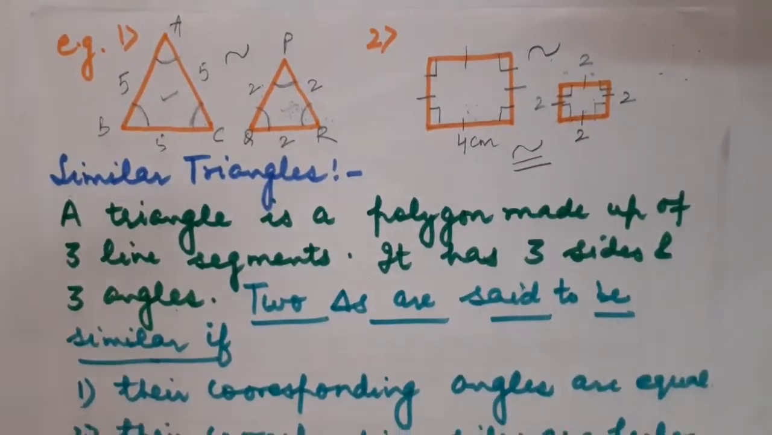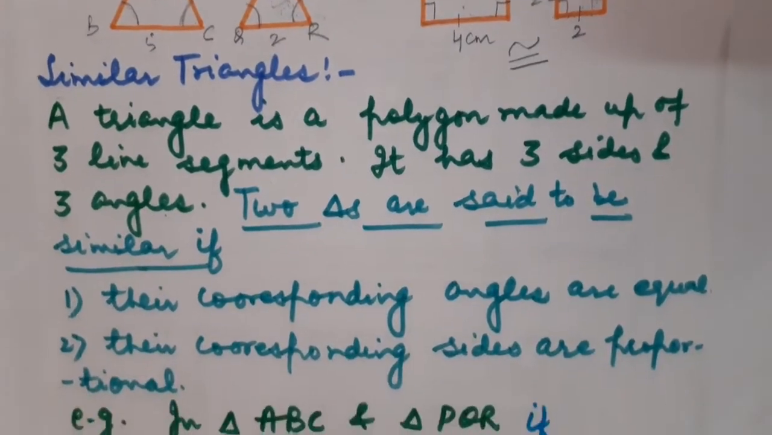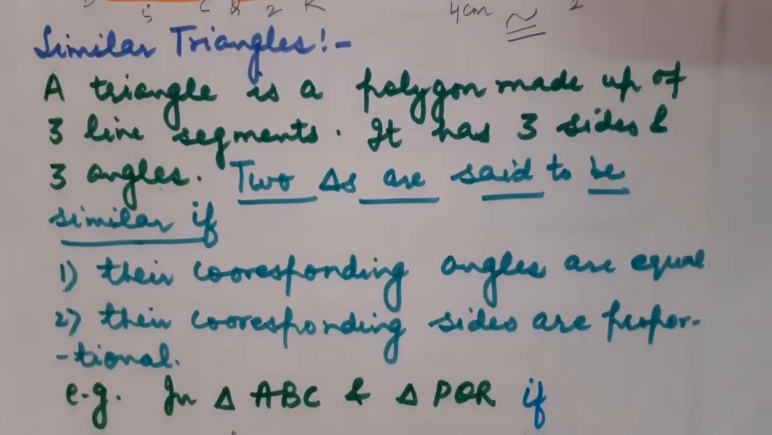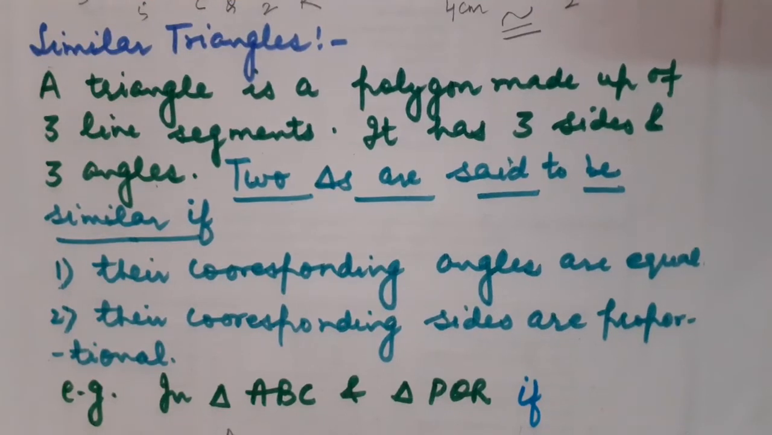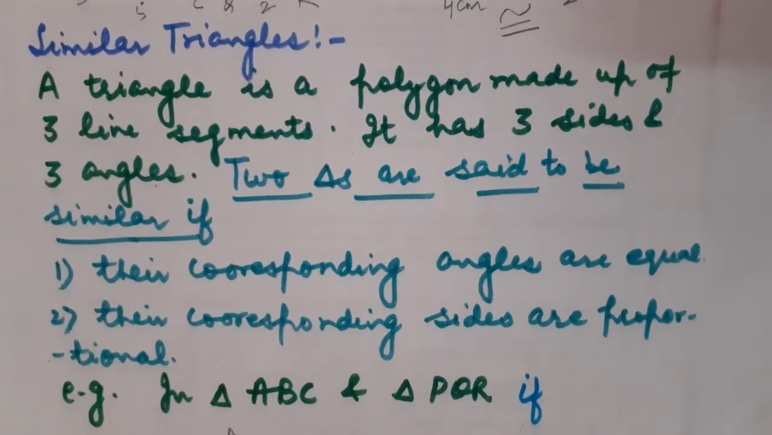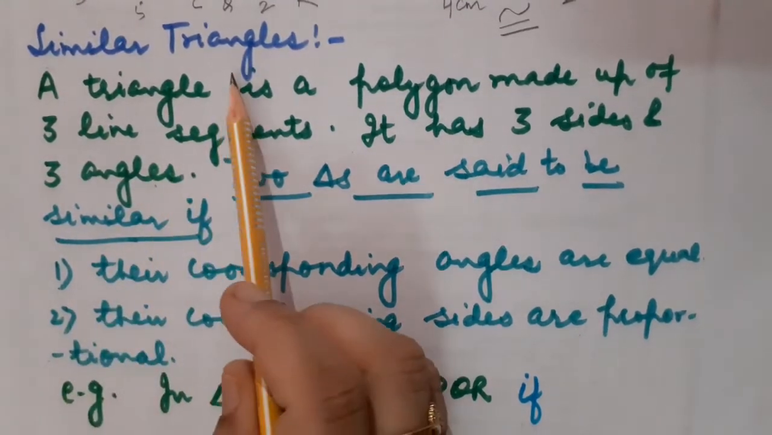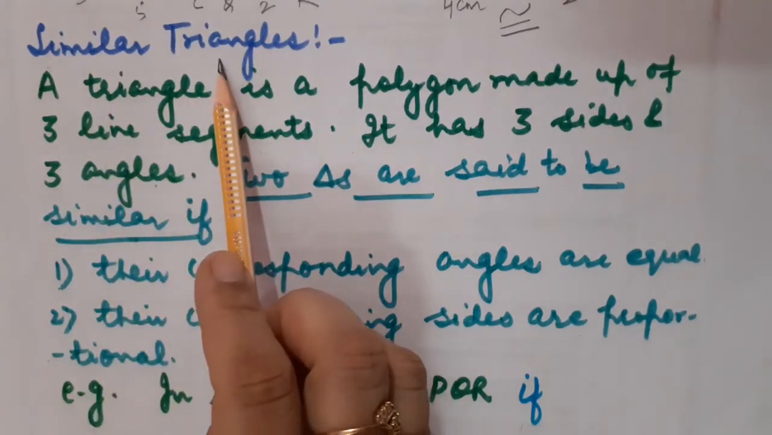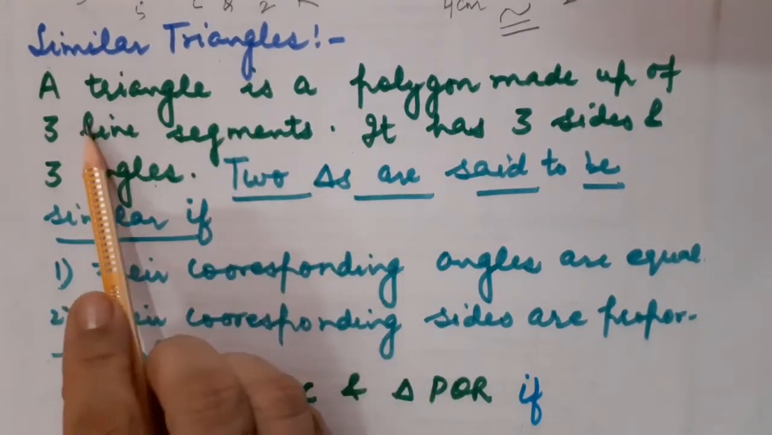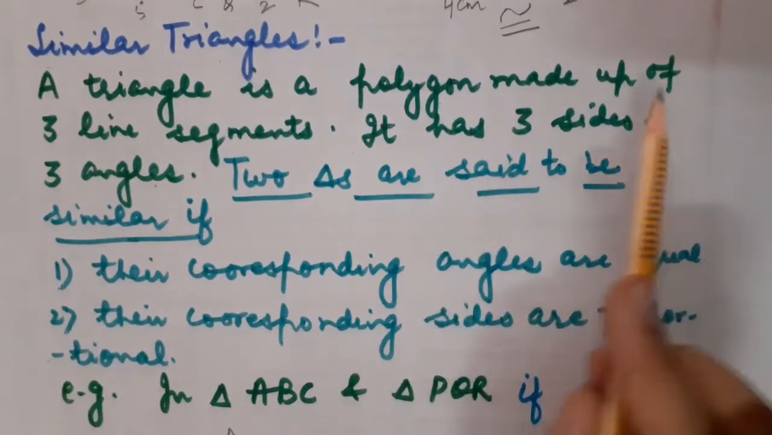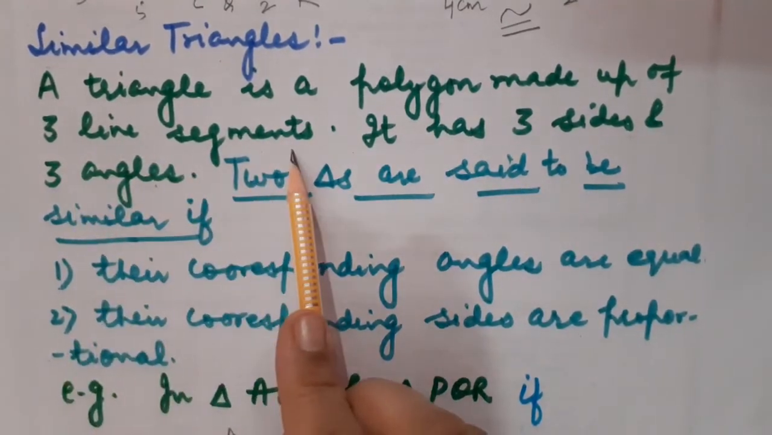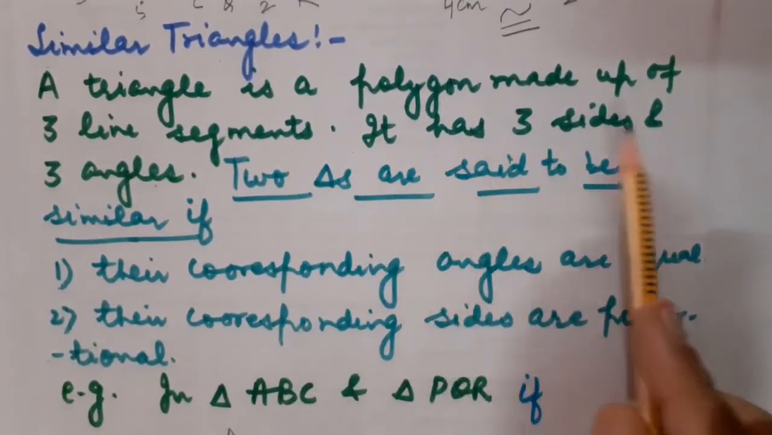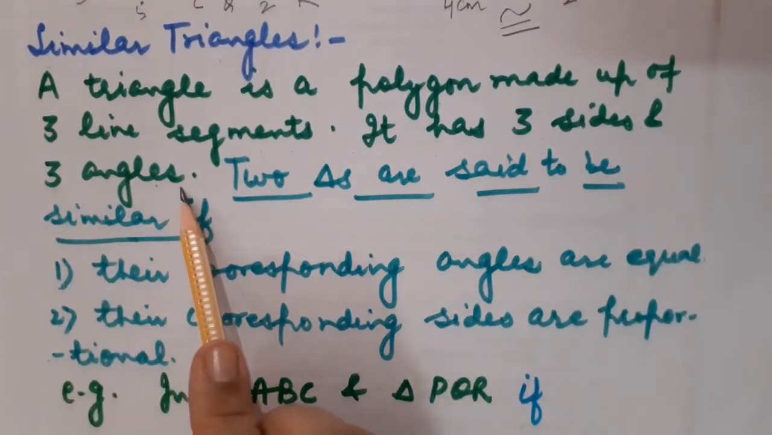Okay. So now let us switch to the next topic, that is, what do you mean by similar triangles? As we are going to learn the chapter triangles, we are going to deal with the similarity of triangles. So before it, what question arises in my mind? That is, what do you mean by a triangle? A triangle is a polygon which is made up of 3 line segments. It has 3 sides and 3 angles.